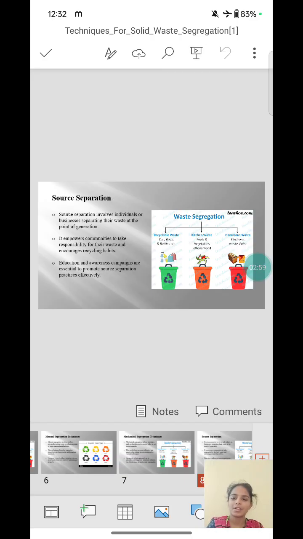Source separation. Source separation involves individuals or businesses separating their waste at the point of generation. It empowers communities to take responsibility for their waste and encourages recycling habits. Education and awareness campaigns are essential to promote source separation practices effectively.